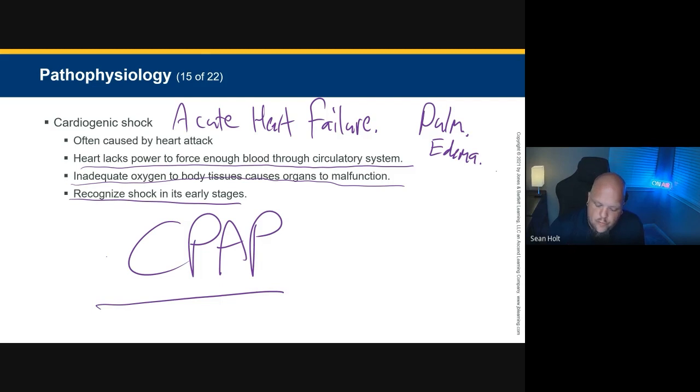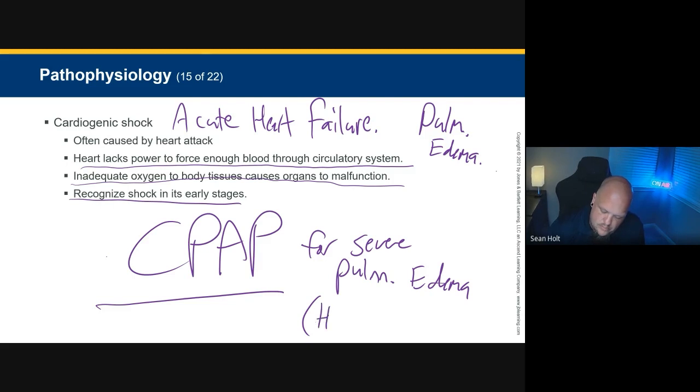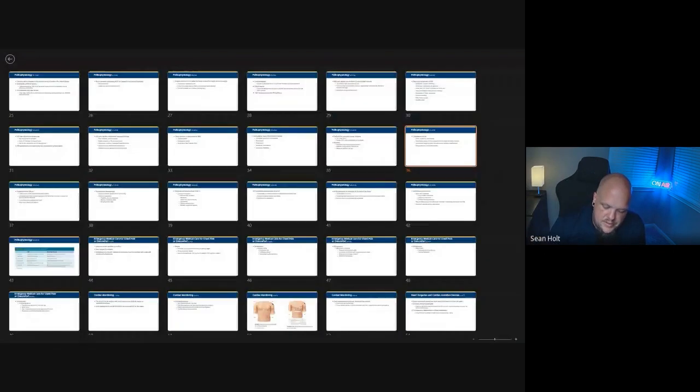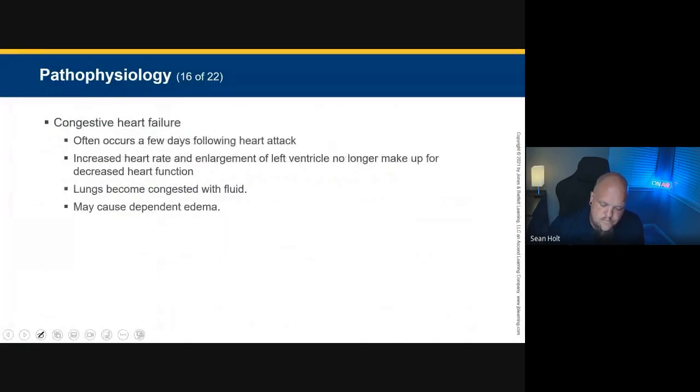CPAP for severe pulmonary edema, or CHF. Okay, so patients with CHF, congestive heart failure, especially after a fresh MI or recent MI, is going to be signs of pulmonary edema. We're going to listen to the lung sounds. We're going to hear rales, crackles, all that. Right. CPAP is our goal.